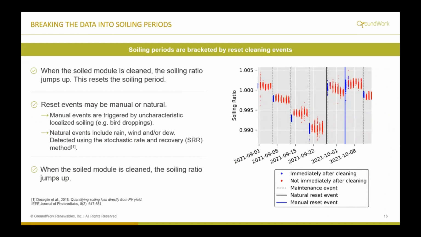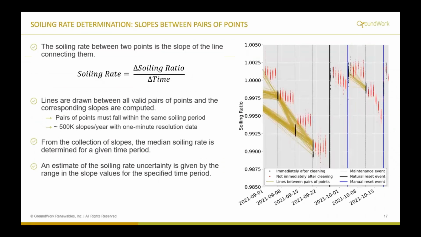So now that we've got everything broken up into soiling periods, we can calculate the soiling rates. So when we distill these data down and we have the remaining data points, we can calculate rates between any point on one day and any point on either a future day or a subsequent day. And the soiling rate is just by definition the slope of the line in a time series graph. So we draw lines between all of the data points that we have in the soiling period, and that gives us a collection of rates to aggregate and do statistics on.